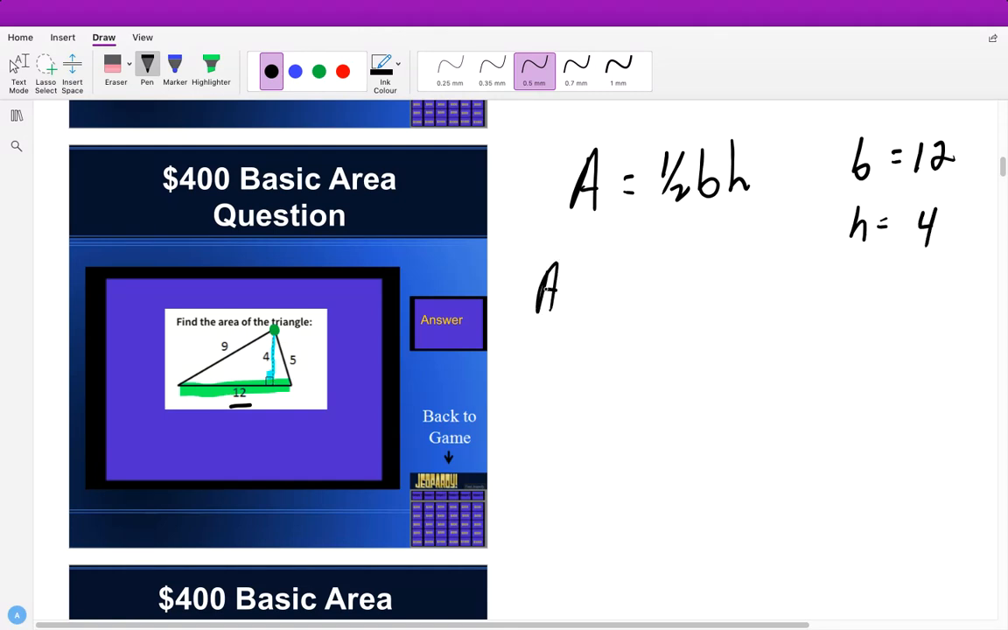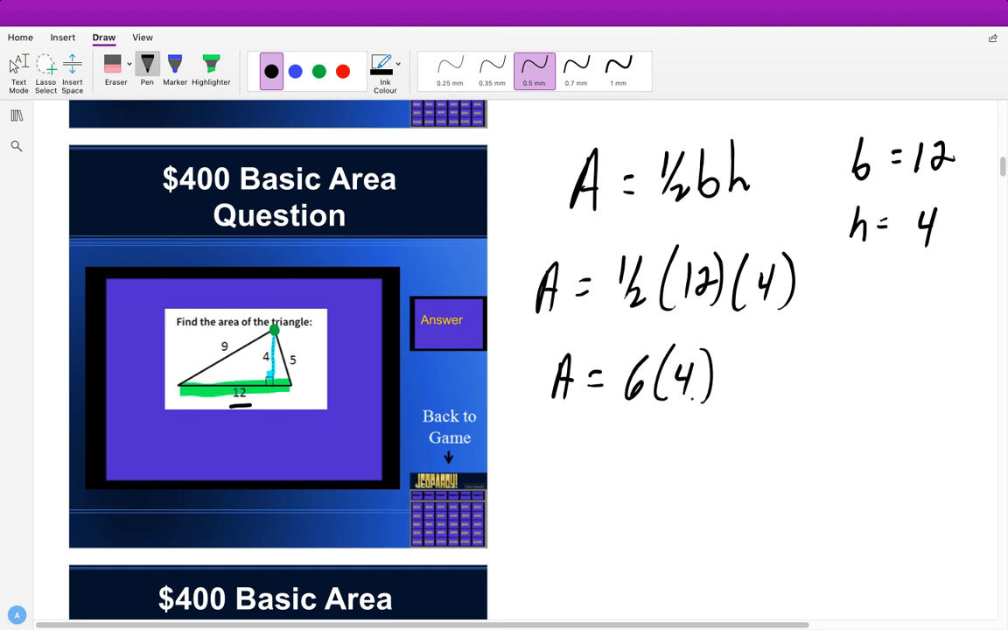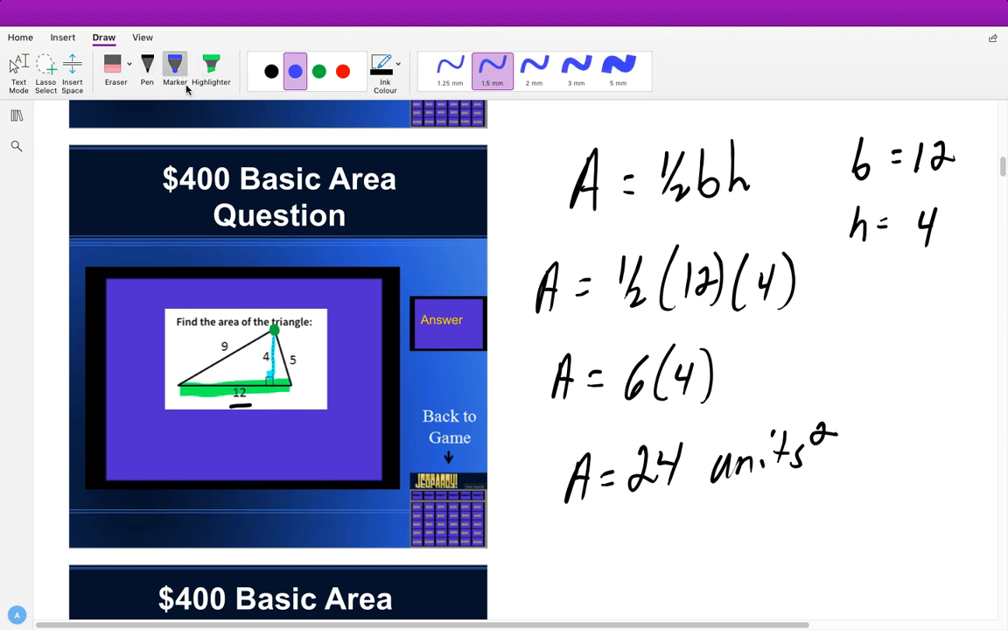So then we just plug it in. Area is equal to 1/2 of 12 times 4. Well, 1/2 of 12 is 6, so area is equal to 6 times 4, or area is equal to 24 units squared. All right, so remember, in a triangle, it's not that it's going from one base to the other, it's going from a base to the opposite vertex. So the way I would suggest that you do this is identify, well, where is that line going? Where is our height going?